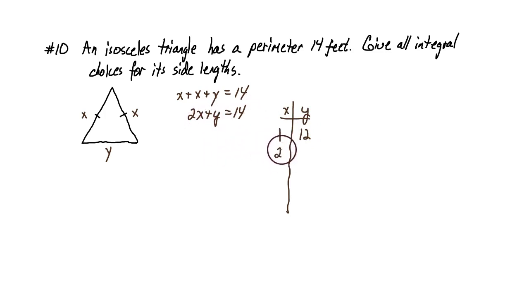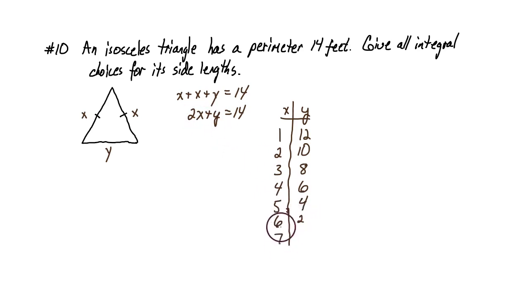What if x was 2? 2 times 2 is 4, so y would have to be 10. What if x was 3? 2 times 3 is 6, so y would have to be 8. What if x was 4? 2 times 4 is 8, so y would have to be 6. What if x was 5? 2 times 5 is 10, and so y is 4. What if x was 6? 2 times 6 is 12, so y is 2.